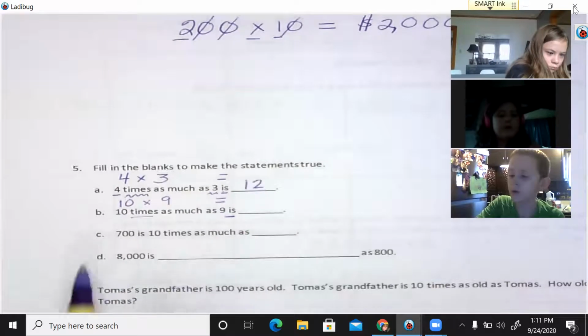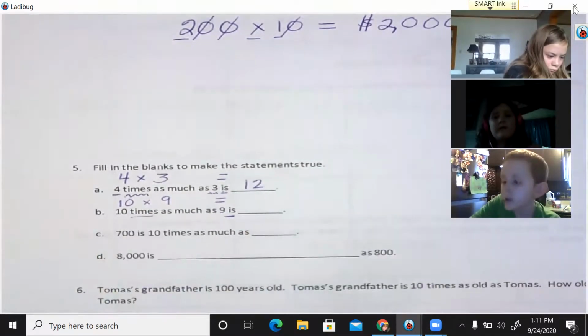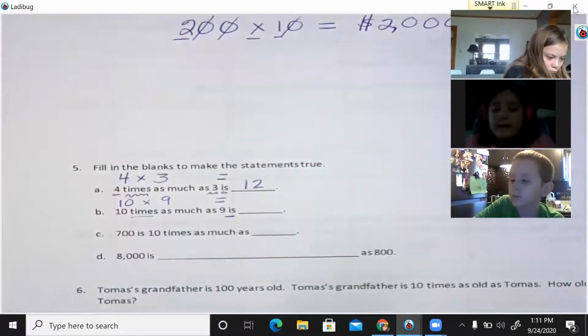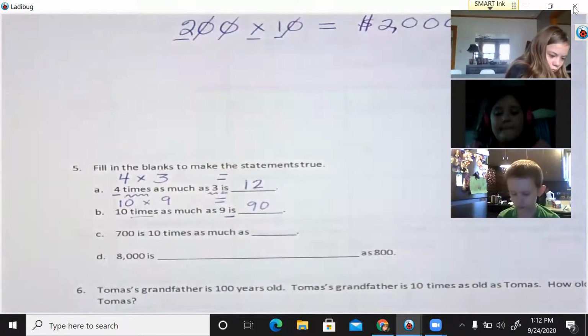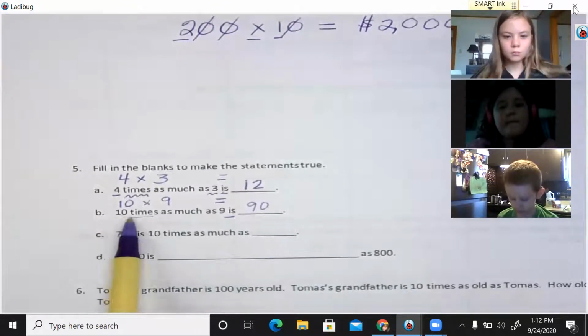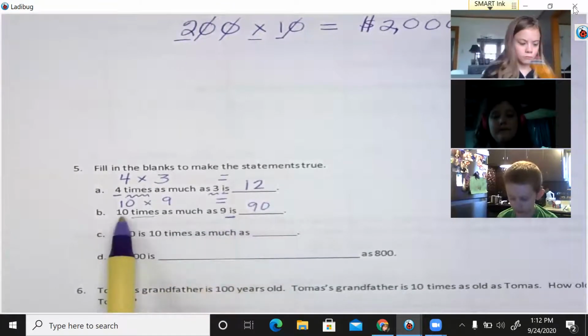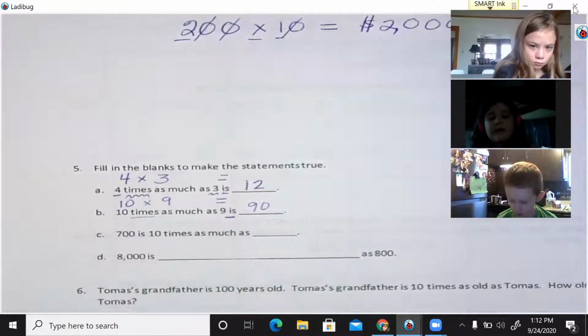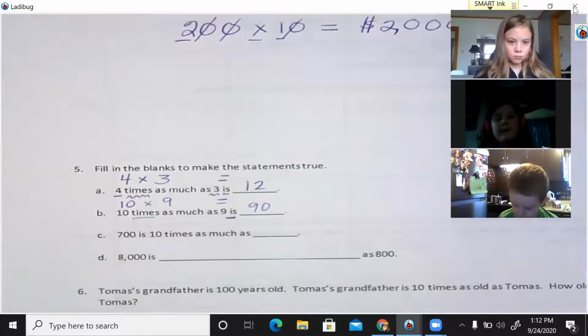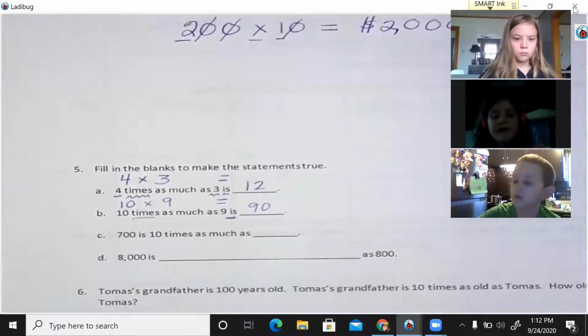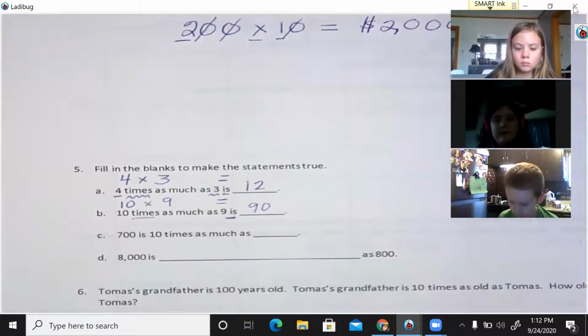Yep. Okay, Olivia, do you know what 10 times 9 equals? 90. Excellent. Olivia, can you read this whole answer starting with the 10? 10 times 9 equals. As much. Read the as actual. 10 times as much as 9 is 90. Very good.